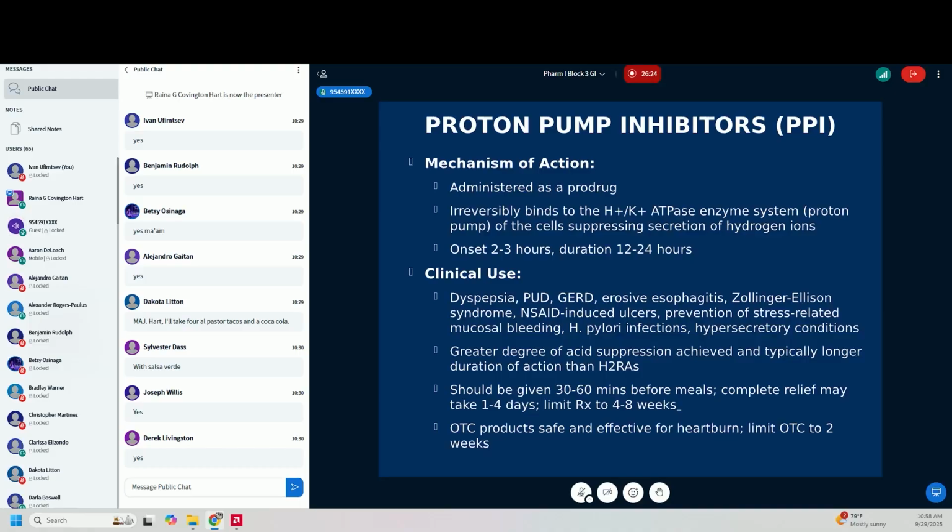So don't think that someone is going to have immediate relief from this. If somebody is coming to you and they're in pain at that very moment and they want relief immediately, and they don't want to wait for this to reach that higher concentration, which could take 1 to 4 days, you can give them something quicker like your H2RA. You can give them an antacid at that point to help with those symptoms right away, because they're not going to see that immediately with our proton pump inhibitors.